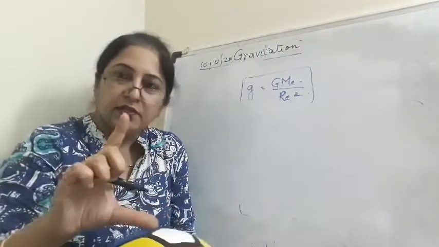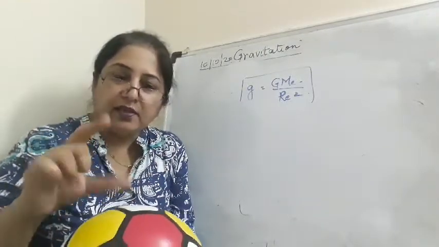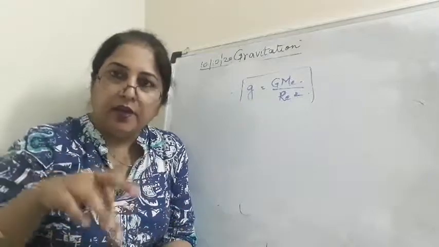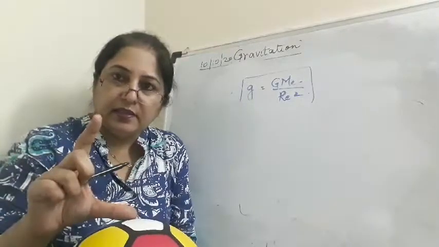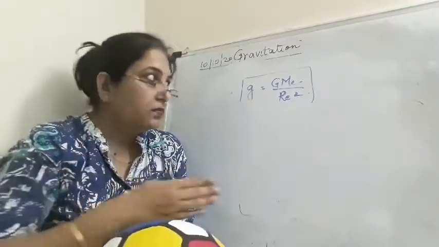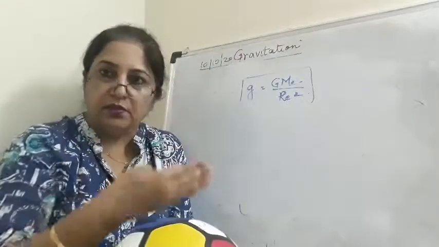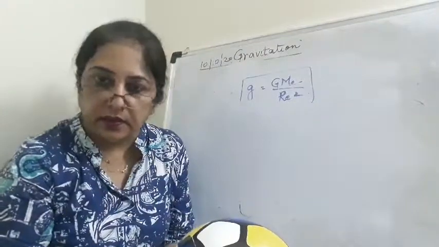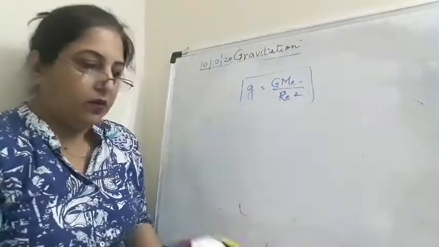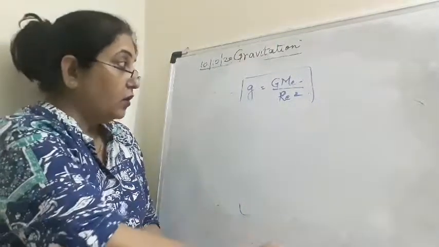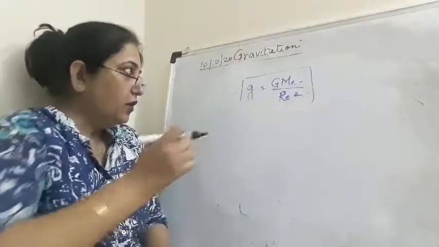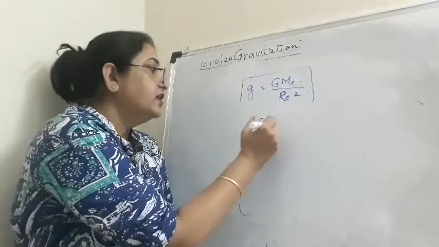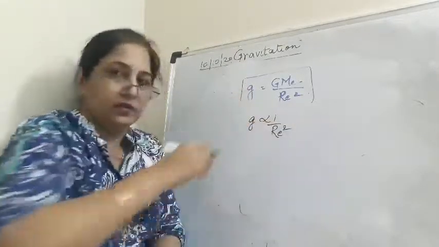That the distance of the falling object is very small as compared to the radius of the earth. Therefore, that distance is neglected and the distance from which the object is falling down is taken to be the radius of the earth. Fine? Okay. Now, according to this formula, we know that G is inversely proportional to the radius of the earth.